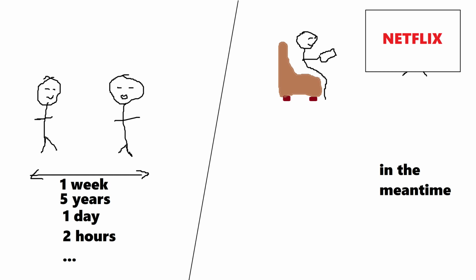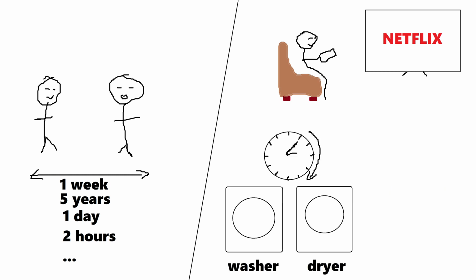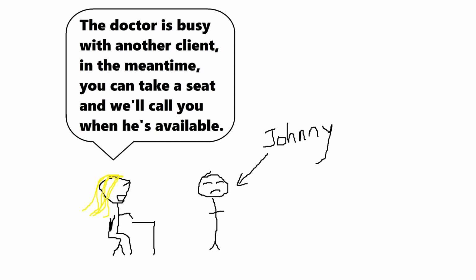And using meantime means that something is being done or could be done while something else is in the process of happening or will happen. For example, the doctor is busy with another client. In the meantime, you can take a seat and we'll call you when he's available.